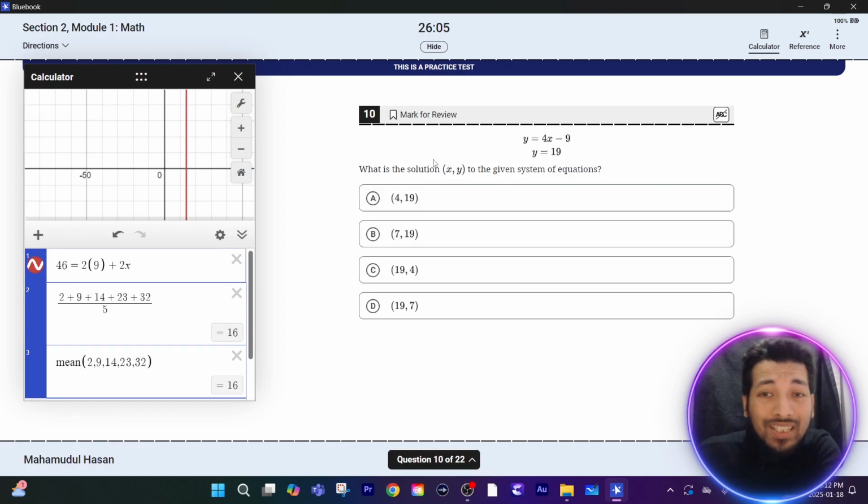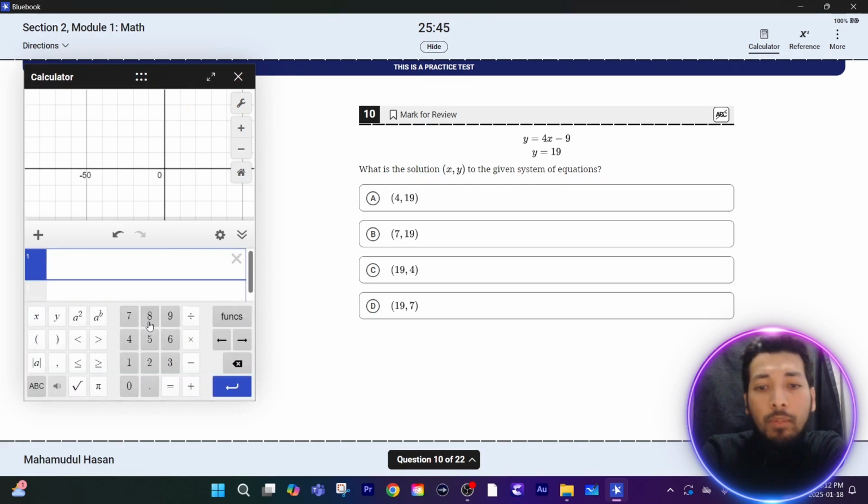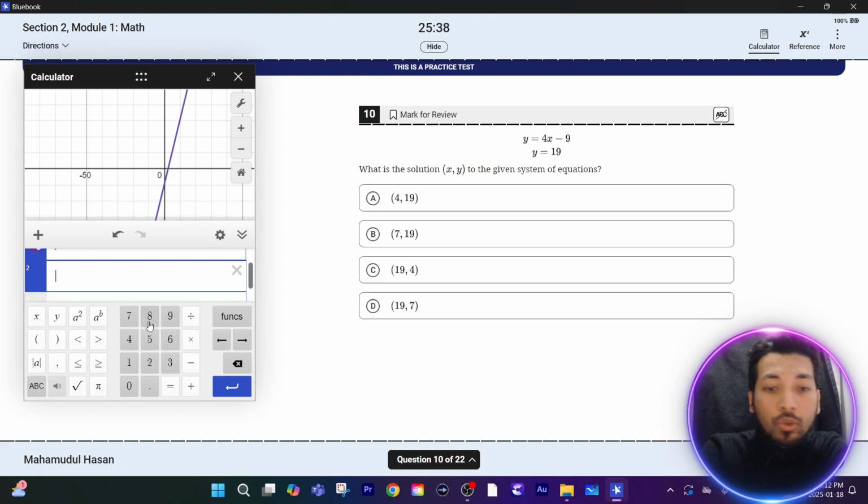Okay, here we have a system of equations. We have 2 linear equations given, and we need to find the solution to this system of equations. So we have y is equal to 4x minus 9 and y is equal to 19. What is the solution x comma y to this given system of equations? Now we can simply plug them in the calculator, and the intersecting point would be the solution here.